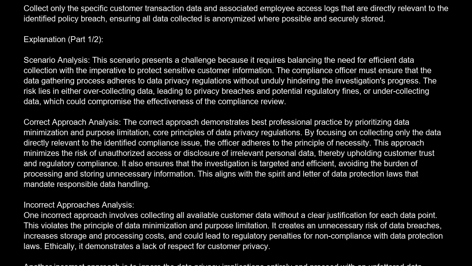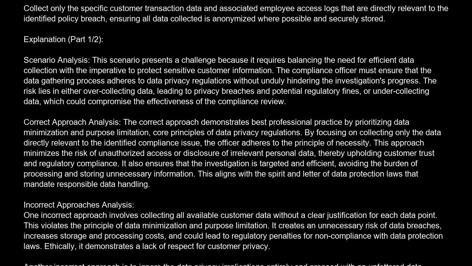Correct approach analysis. The correct approach demonstrates best professional practice by prioritizing data minimization and purpose limitation, core principles of data privacy regulations. By focusing on collecting only the data directly relevant to the identified compliance issue, the officer adheres to the principle of necessity. This approach minimizes the risk of unauthorized access and disclosure of irrelevant personal data, thereby upholding customer trust and regulatory compliance. It also ensures that the investigation is targeted and efficient, avoiding the burden of processing and storing unnecessary information.